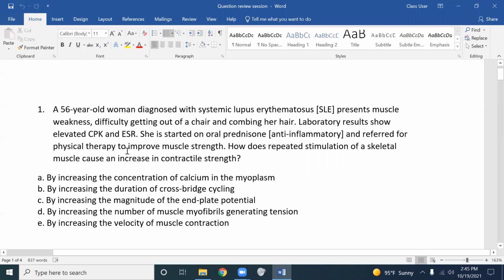You know what I'm talking about? Good. So there's elevated creatine phosphokinase. She also has an elevated erythrocyte sedimentation rate. That means she has inflammation in her body. She is started on oral prednisone, that is a steroid anti-inflammatory, and referred for physical therapy to improve her muscle strength. There's the question: how does repeated stimulation of the skeletal muscle cause an increase in contractile strength?